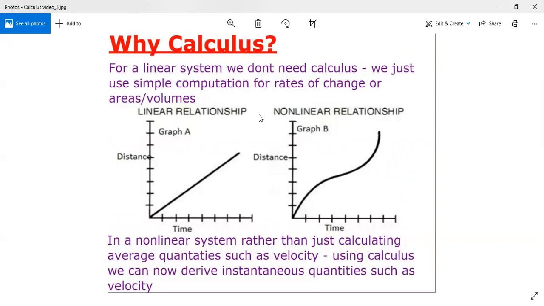For a linear system, we don't need to use calculus. A linear system, by definition, has a constant rate of change. It's a straight line. However, if we have a nonlinear system where we've got curves, how do we find out the rate of change at any point on that curve?